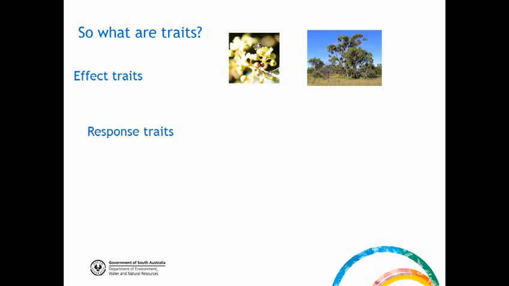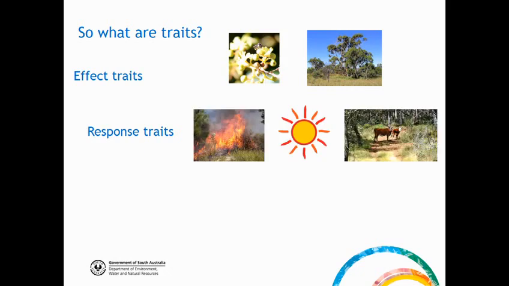Response traits are more about the environment. They're more about the traits that the species have to cope with various perturbations in the environment. This could be in terms of, say, flammability, or their ability to tolerate heat stress, or their ability to tolerate grazing. Both effect traits and response traits contribute to the functional diversity of the system. And functional diversity, in terms of the overall variety of these different traits, contributes to the resilience of the system, their ability to withstand these different types of perturbations.